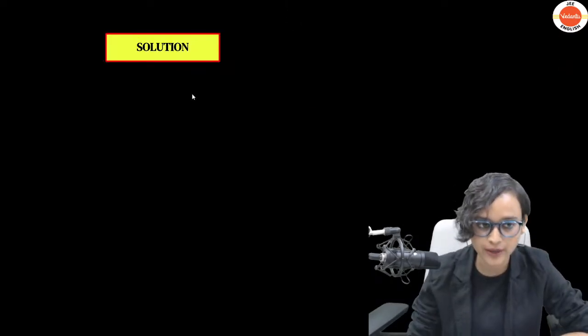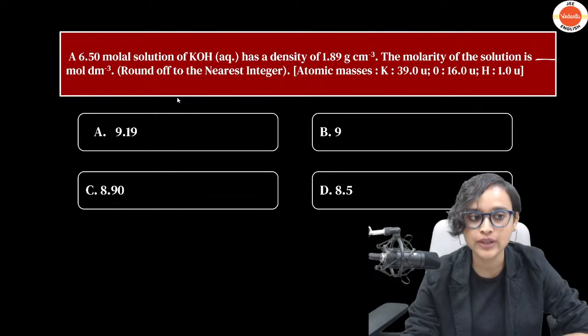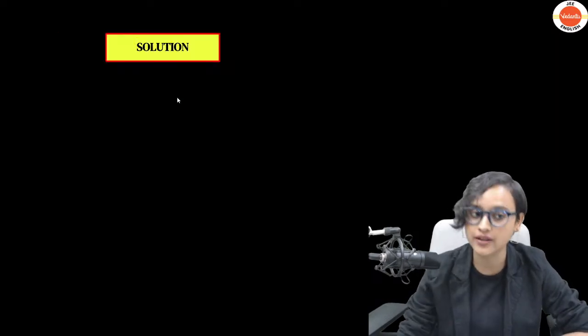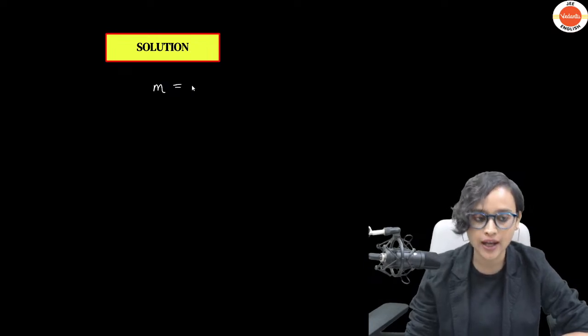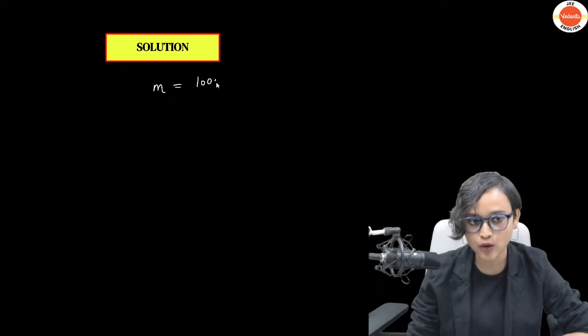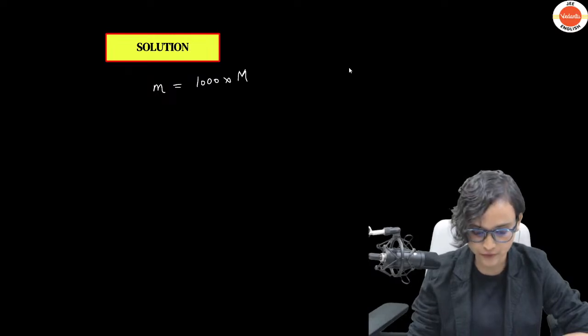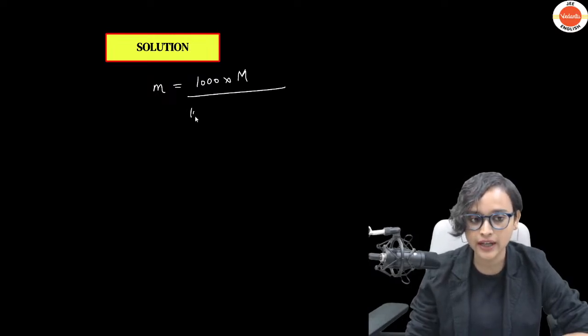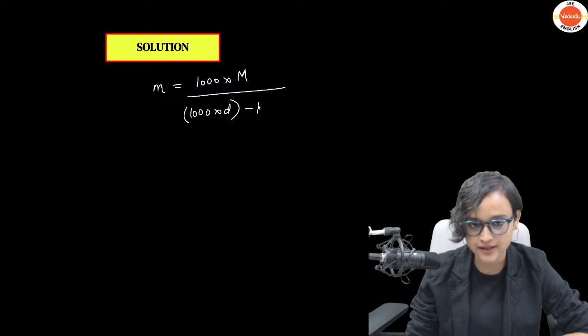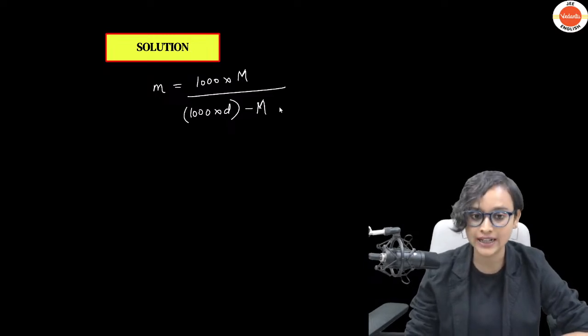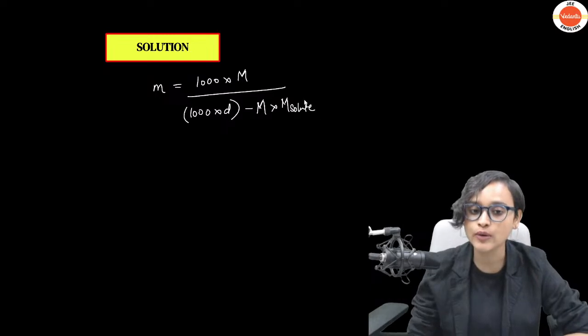Let's solve it, everyone. What do we need? So molal solution is given. Let's use this formula. Small m is equal to 1000 into capital M, divided by 1000 into density, density is given to us, minus capital M, that is molarity, multiplied with M of solute. That's how we can calculate.